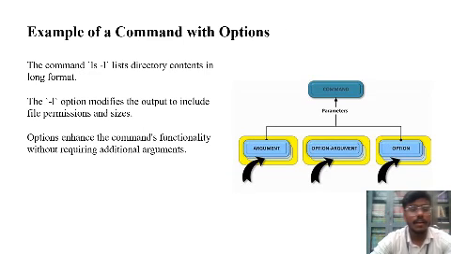Then the example of a command with options. You can see the example with an option. The command ls -l lists directory contents in the long format. The -l option modifies the output to include file permissions and sizes. Options enhance the command's functionality without requiring additional arguments.